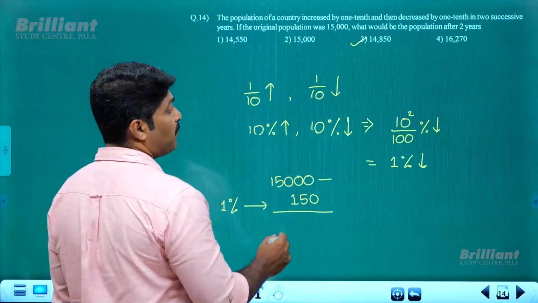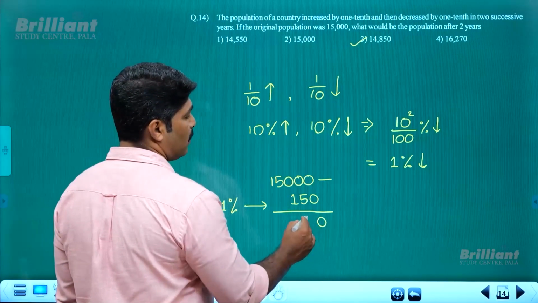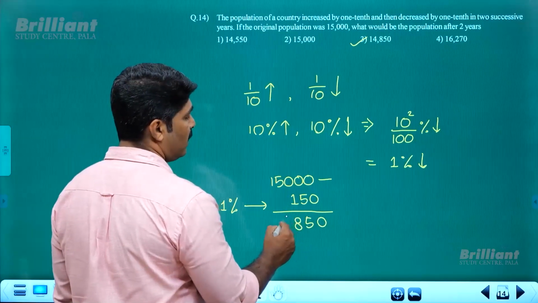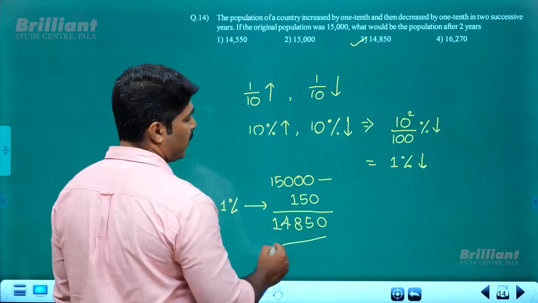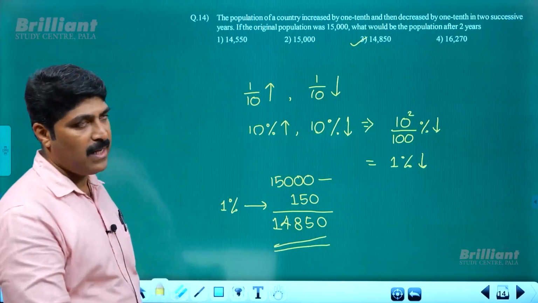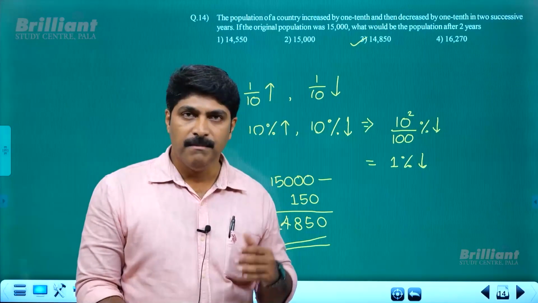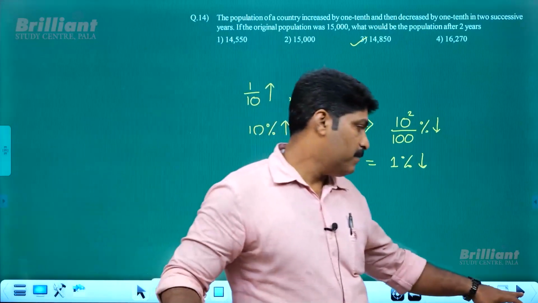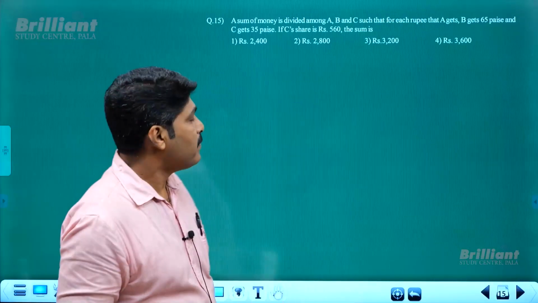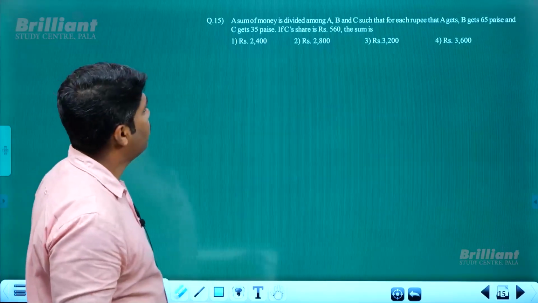So 15,000 minus 150 gives 14,850. So we got the answer, that is 14,850. So keep that result in your mind. That's very important. You may get lots of questions based on that result. Now the next question.